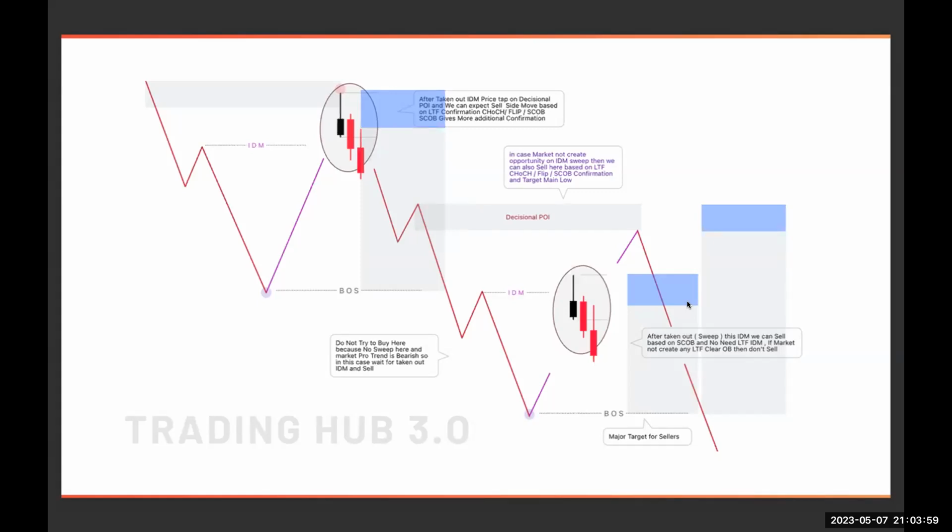I think only the previous high sweep. We don't need inducement in a lower time frame. Sir, when price sweeps the high, in a bearish market, sweeps the inducement, in that case, you can buy or sell based on single candle order block. In that case, you don't need lower time frame confirmation like CHoCH and flip.